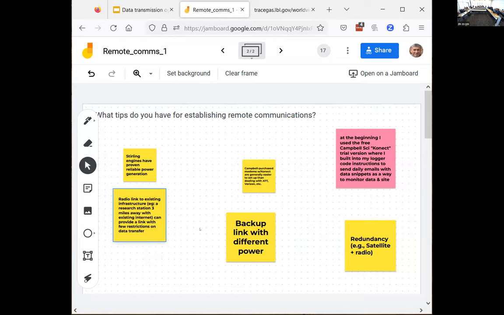But also previously we've used the Ubiquitis, which have been pretty good in the Arctic, and they tend to tolerate the low temperatures.